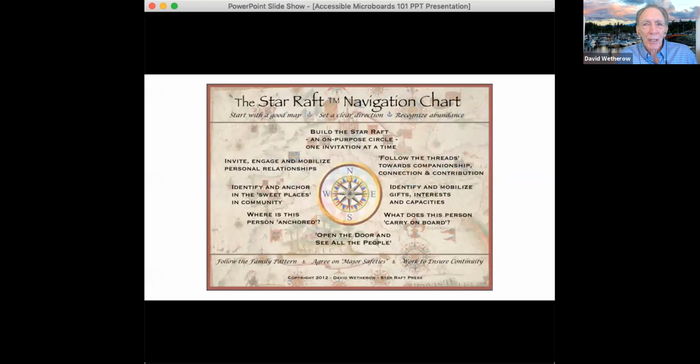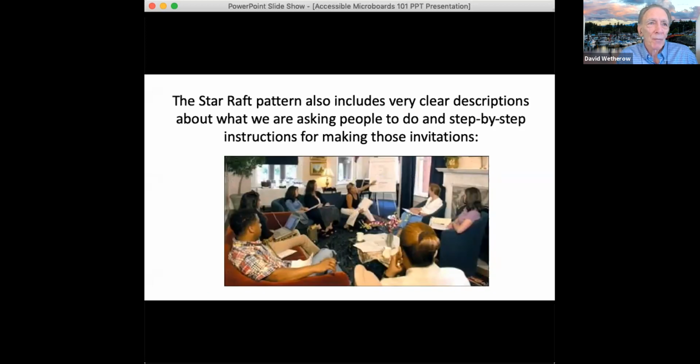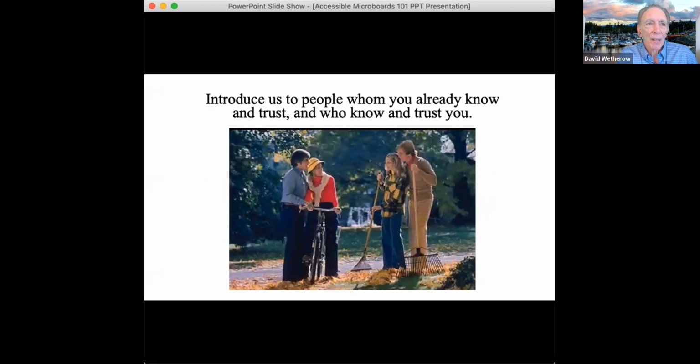One of the things that we'll share as a printout that can be added to the package that'll be coming out to you is a navigation chart that has 12 or 13 or 14 of the central ideas about the work that we're doing at any given time. We'll touch on those in a few seconds. Because the Star Raft includes very clear descriptions about what we're asking people to do and step-by-step instructions for making those invitations. Introduce us to people whom you already know and trust and who already know and trust you.